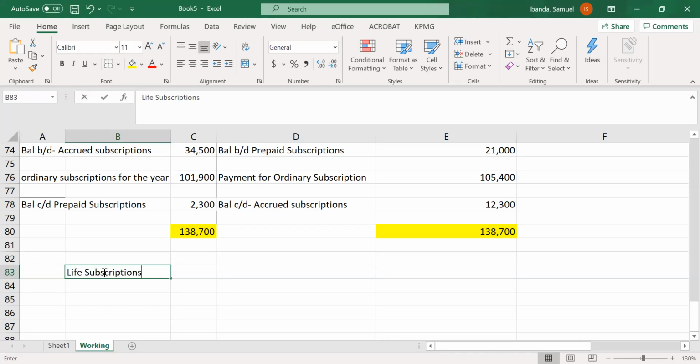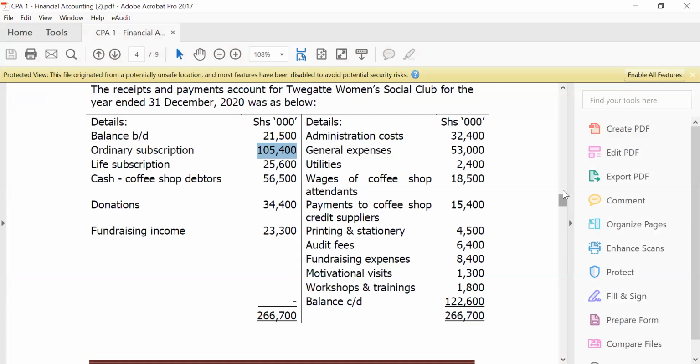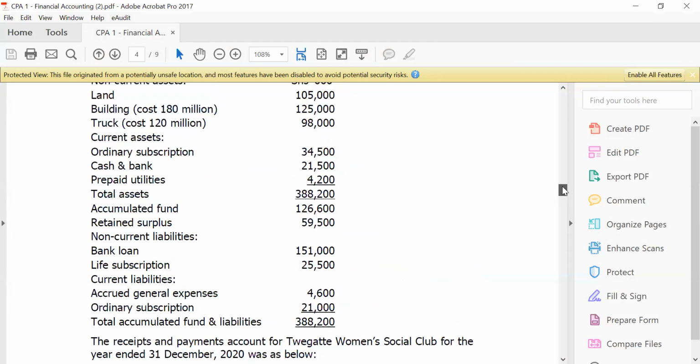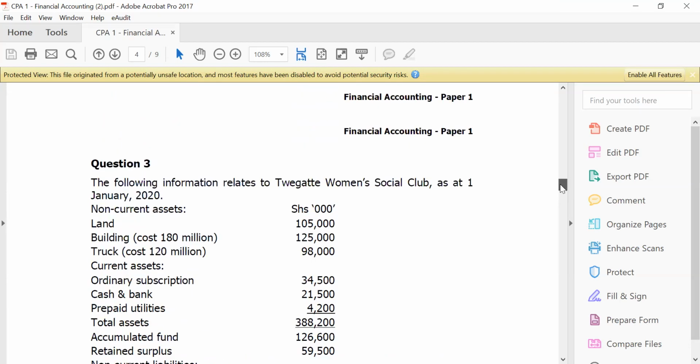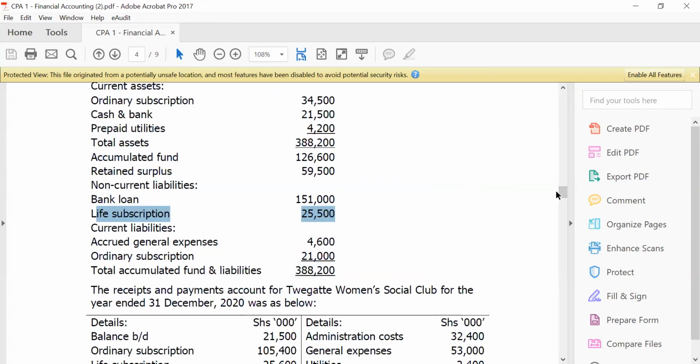So life subscriptions, like I said, in this case, this is usually money that is paid by the members and it relates to a period that is more than, say, 5 years or 10 years. So when you look at our question, again, go back to the question. Let's look for information relating to life subscription. Life subscription is first appearing under our balances here, and opening balances as 25,500.